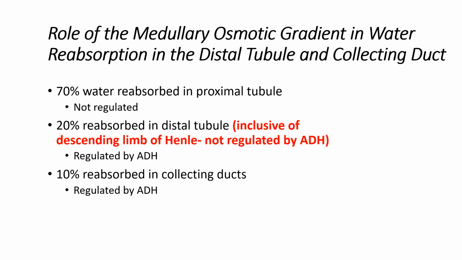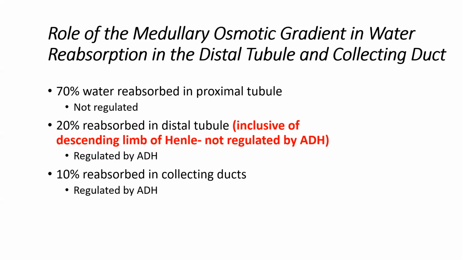So let's talk about the different parts of the tubule and how water is reabsorbed differently. In the proximal tubule, we have 70% of the water being reabsorbed. This is unregulated. Throughout the distal part of the tubule, and this is inclusive of the descending limb of the loop of Henle, that first part of the loop of Henle, although this is not regulated, this is inclusive of that distal tubule. We see 20% being reabsorbed here. And then the collecting duct, which is the final part of the tubule, we see another 10% of water being reabsorbed. And this is going to be under the influence of ADH. And so that's going to be regulated.